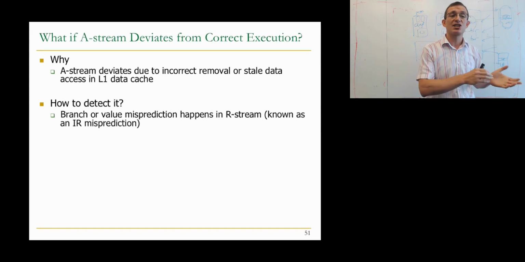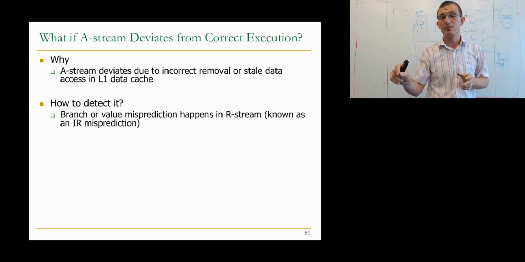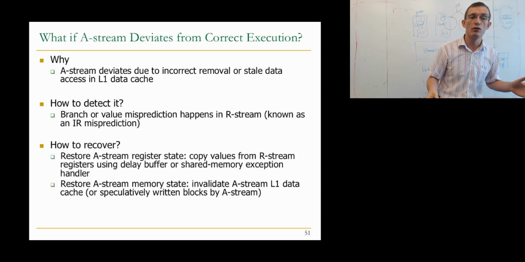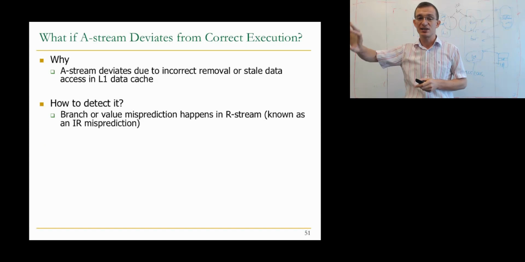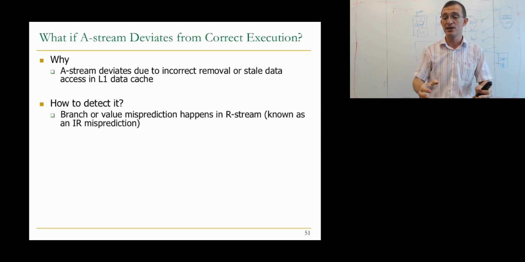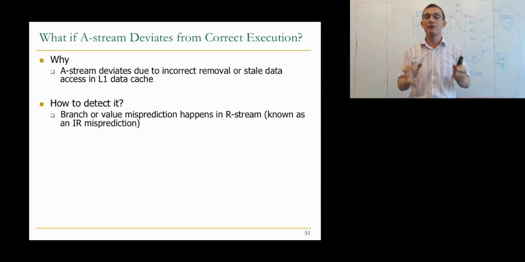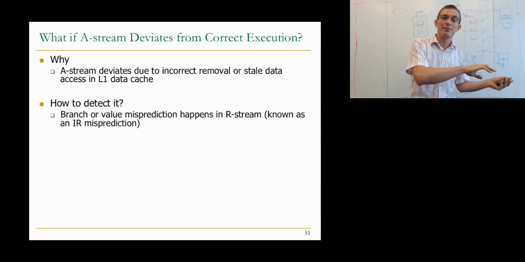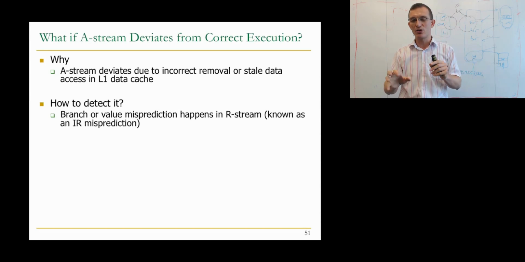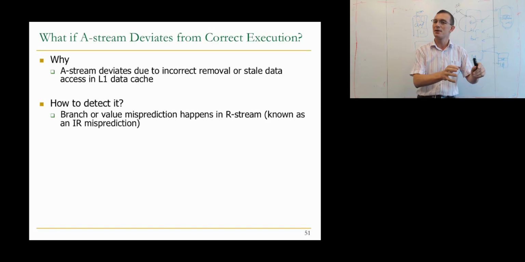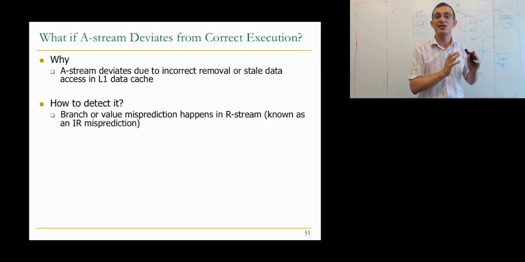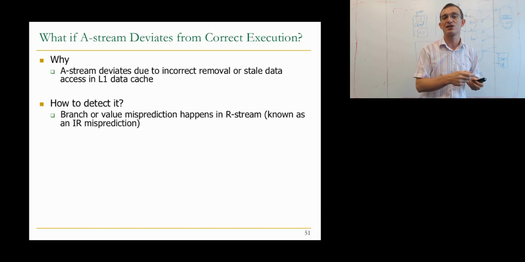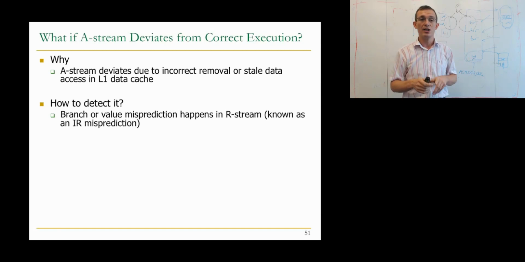Basically, there can be a branch or value misprediction that happens in the R stream, and this is also known as instruction removal misprediction. And this misprediction is detected in the back processor in the R stream, the redundant stream, because the redundant stream, remember, is there for safety. It's really there for correctness, whereas the A stream is really there for performance. Remember, we covered token coherence that decouples performance and correctness. We're really decoupling performance and correctness somehow here. The redundant stream is ensuring correctness. The advanced stream is ensuring high performance by prefetching results, by generating results for the R stream. How do we recover?